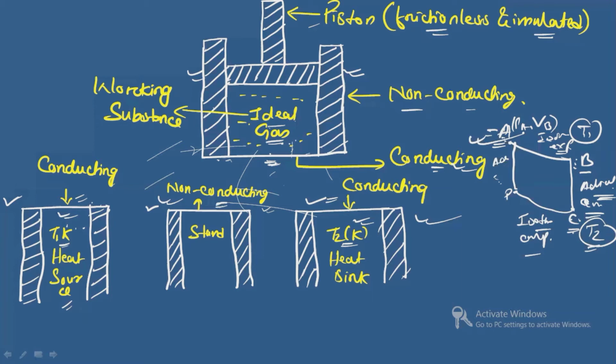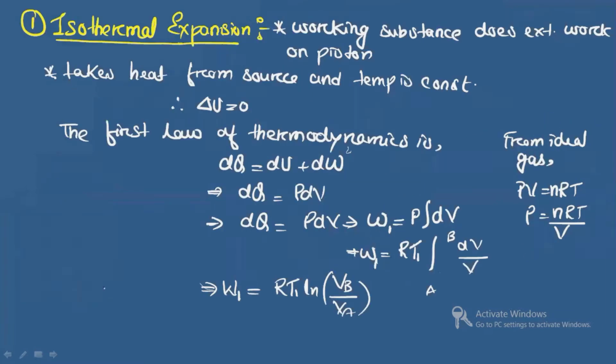Expansion means the piston is moved upward, which means the working substance pressure is decreased. And compression means the piston is moved downward, which means the pressure is increased. When you have isothermal expansion, the temperature is constant, so the change in internal energy will be 0. Now we will calculate the work done for each case. First, we will see isothermal expansion. We have already said that from A to B it is having isothermal expansion.